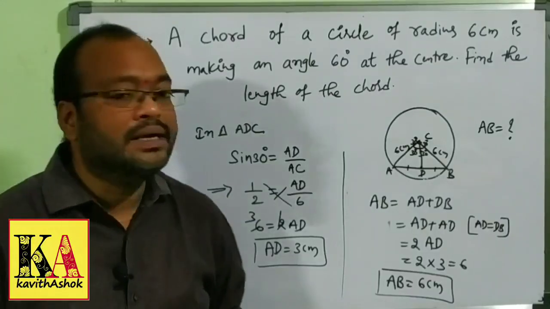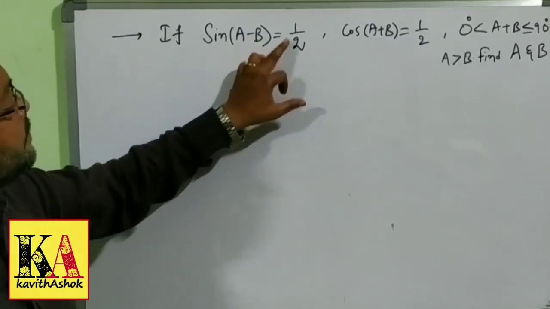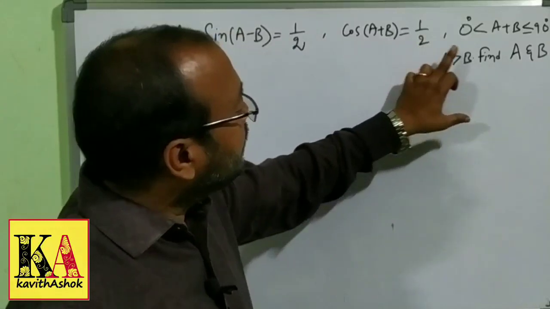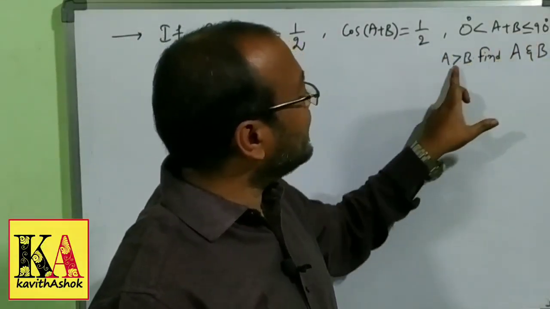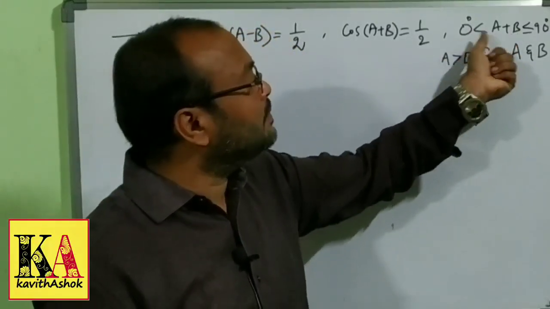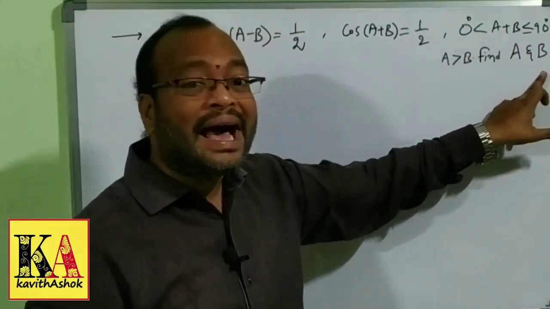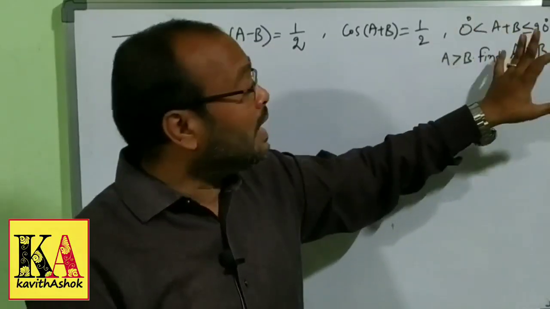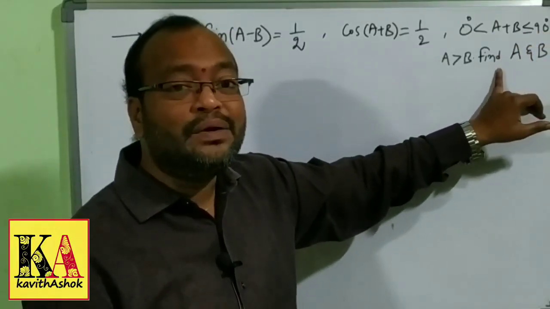Like this we can calculate. One important 4 marks question. If sine of A minus B is given 1 by 2, cos of A plus B is given 1 by 2, and A plus B value lies in between 0 to 90 degrees, and A is greater than B. Find A and B. Whenever the sum of two angles lies in between 0 to 90 degrees, in the sense here, both A, B will be acute angles below 90 degrees. Why? Because the sum only lies in between 0 to 90. So individually A, B, both of the values are acute angles.